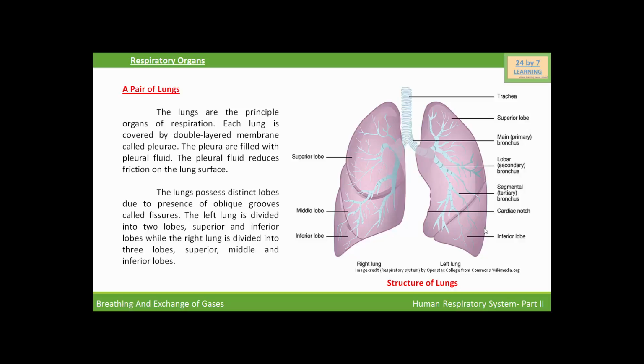Internally, lungs are made up of a branching network of bronchi, bronchioles and alveoli. The network of bronchi includes primary, secondary and tertiary bronchi. Alveoli are the main sites where diffusion of gases like oxygen and carbon dioxide actually takes place between blood and atmospheric air.